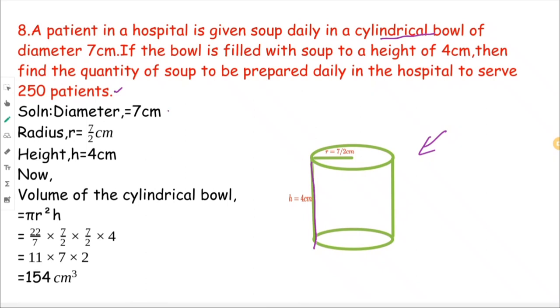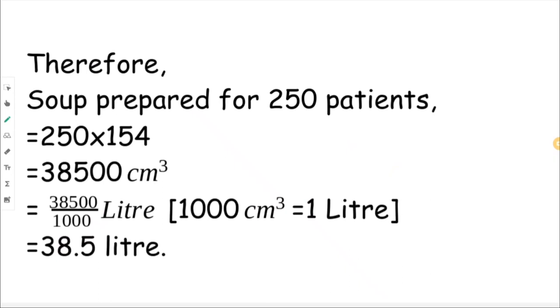Clear? So diameter they've given, radius will be 7 by 2, height given. Like I said, we just have to find the volume, so pi r square h. Pi is 22 by 7, radius is 7 by 2, 7 by 2, height is 4. So let's start division again. 7 on the 7, 7 on 7, 2 ones are 2, 11, and 2 twos are 4. Once we multiply, we're going to get the volume to be equal to 154 centimeter cube. Remember, there is just one person, but we need to find for 250, so we just have to multiply by 250.